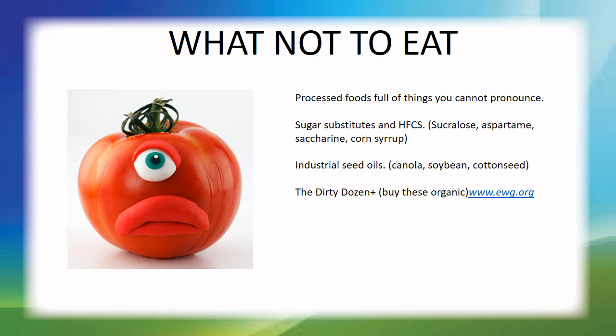So we talked about what to eat. Now let's talk about what not to eat. The list is pretty short. Processed foods full of things you can't pronounce. If it's got a bunch of stuff on it that you can't pronounce, your body probably can't recognize it.